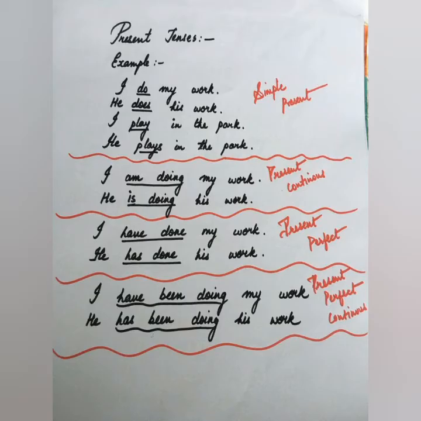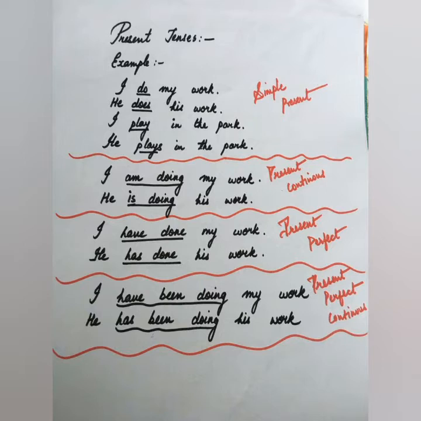Now let us see some examples of present tense I have written for you. See, do is used with I because I is the first person. I do my work. He does his work. I play in the park. He plays in the park. You can see the difference.